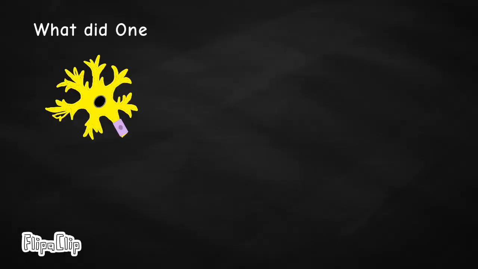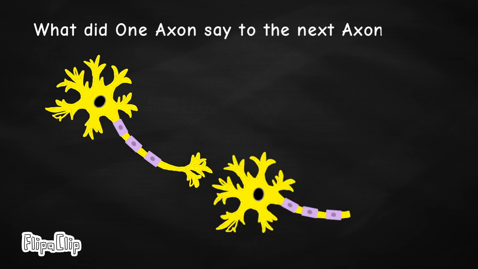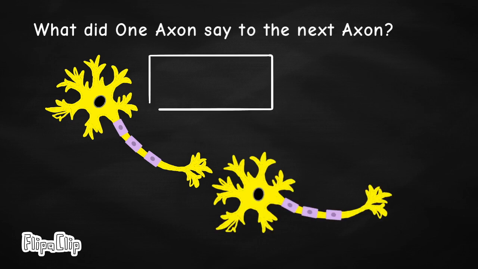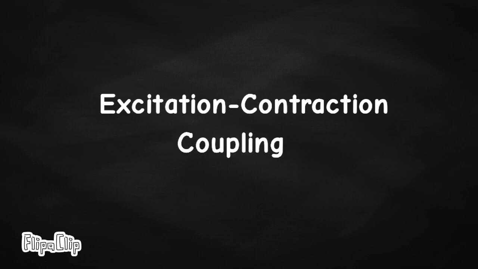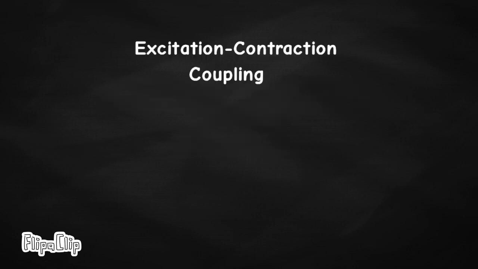Quick, what did one axon say to the next axon? You've got a lot of nerve. Oh, synapse.